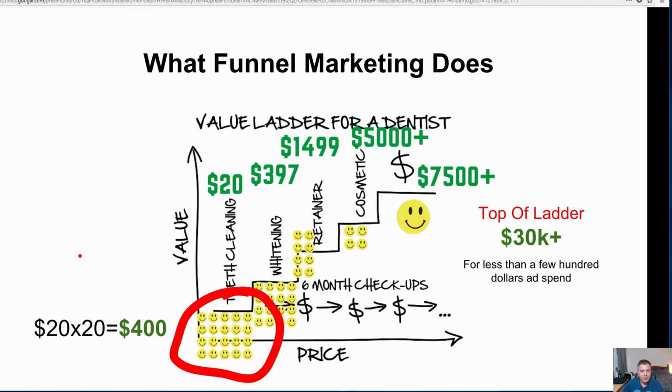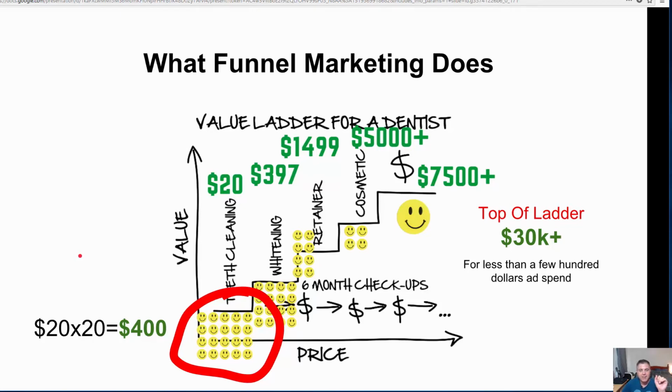Now, let's look at what they've paid. 20 people paid $20, that's $400. So at the very least, an advertising campaign like this wouldn't have cost more than $400, right? It would have probably cost about half of that. Disclaimer, every business, every campaign is always different, but these are real life scenarios. So at the very least, this dentist has had his advertising budget paid for.